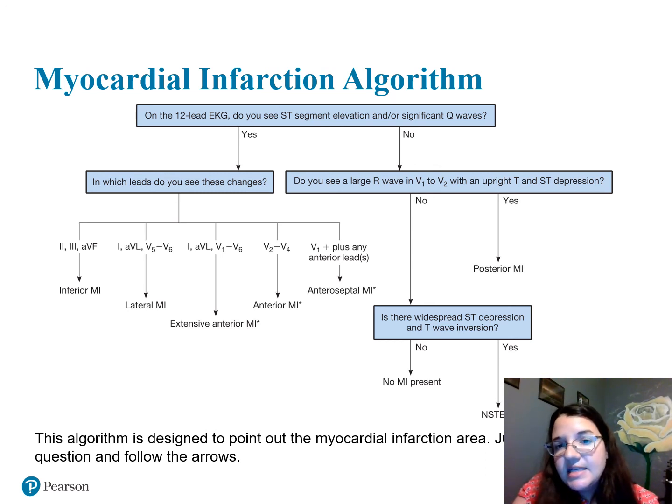If you do not see ST elevation or significant Q waves, do you see a large R wave in V1 and V2 with an upright T and ST depression? Remember, that would be counterclockwise. If yes, posterior MI. If not, is there a wide ST depression and T wave inversion at all? If not, there's no STEMI. If there is, it could be a non-STEMI.